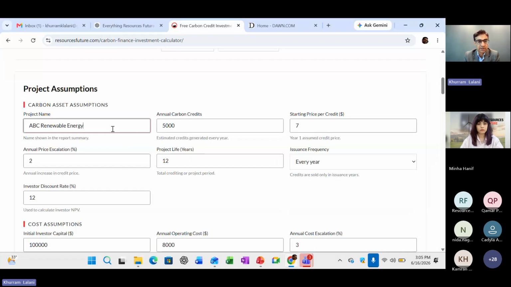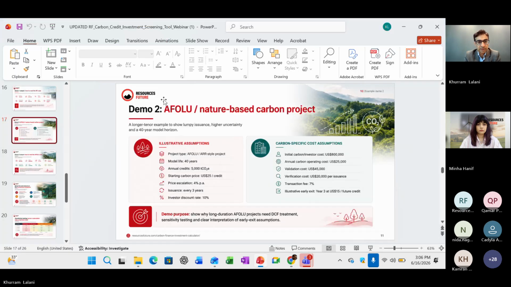I'm going to just delete all the numbers here. And I think we can try and see how the tool plays out, how the model plays out, and provides us, let's say, an FOLU project. Annual carbon credits is 5,000.